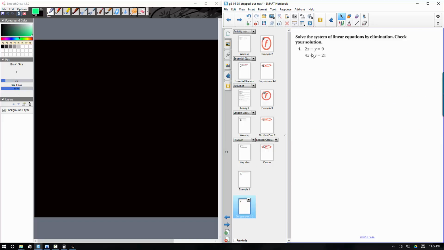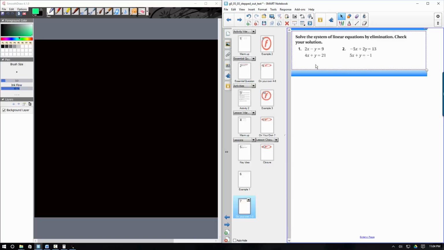Try doing the same thing with this one. Again, the y variable cancels out. I have 6x equals 30, so x equals 5. If x equals 5, that would be 10 minus 1. So this would be 5, 1. You can do the rest of these here and solve them.